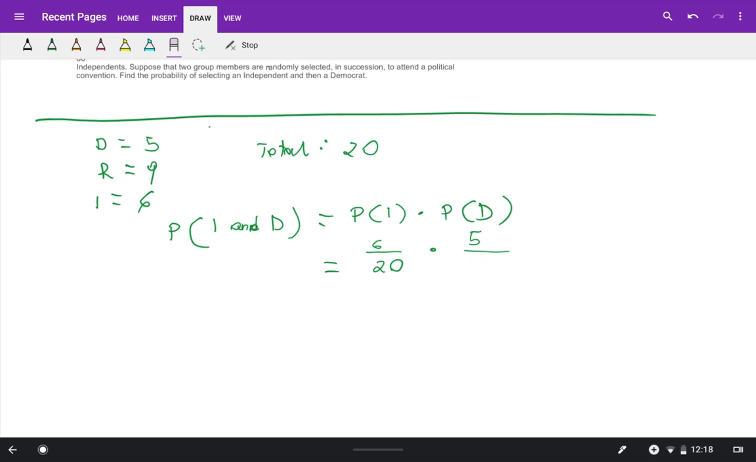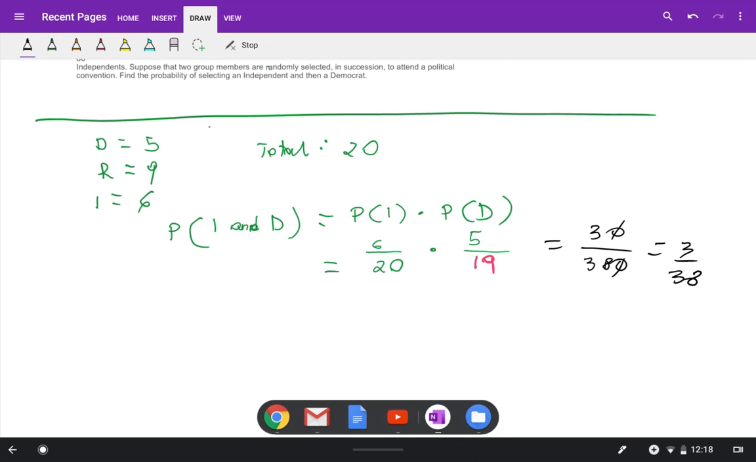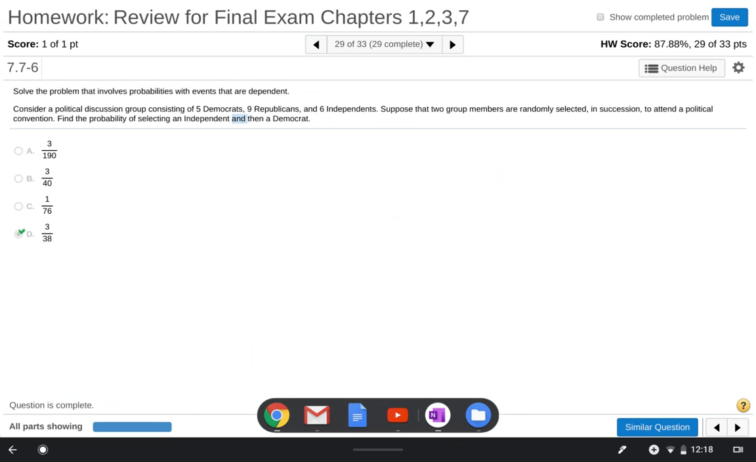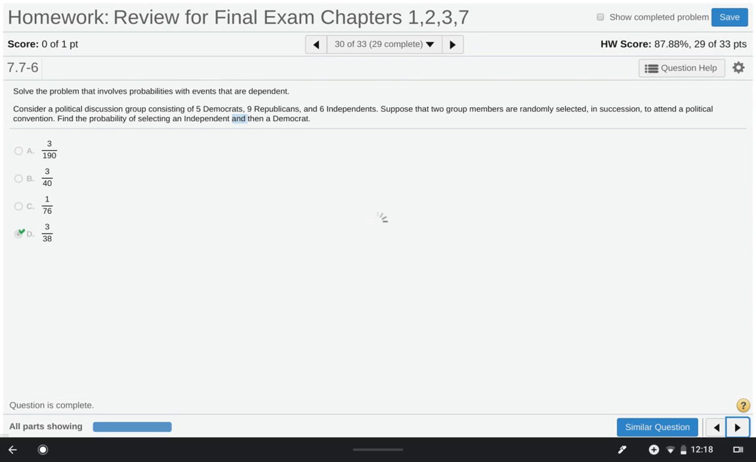When you have dependent events, the denominator, when you multiply, is usually different by 1. Now we're just going to multiply. You have 6 times 5, which is 30, and 20 times 19, which is 380. Just cancel zeros, so you have 3 over 38. And that was the answer, 3 over 38, which is D. Okay, next one.